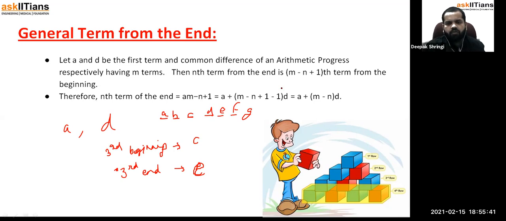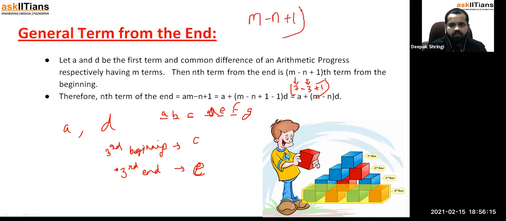So what you have to understand is how this formula m minus n plus 1 from the beginning comes. Here m is 7, and n is the position from the end, the third term, right? 7 minus 3 plus 1: 7 minus 3 is 4, plus 1 is 5. So it is basically the fifth term from the starting, right?